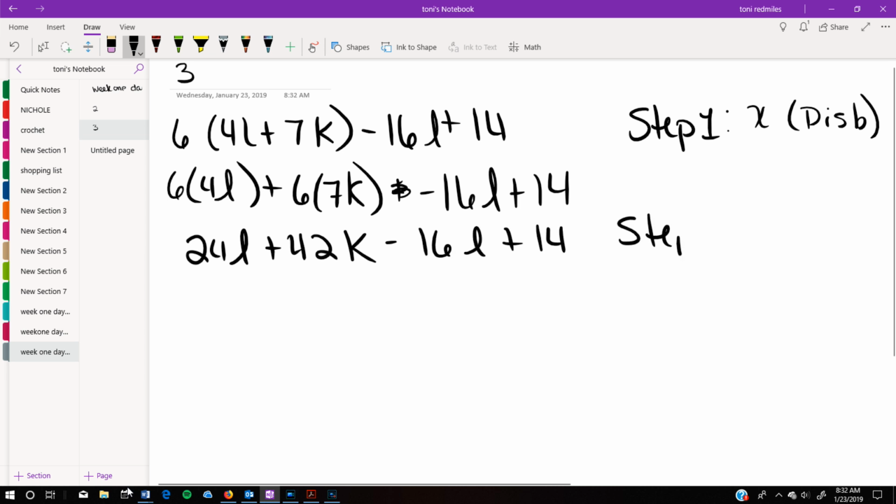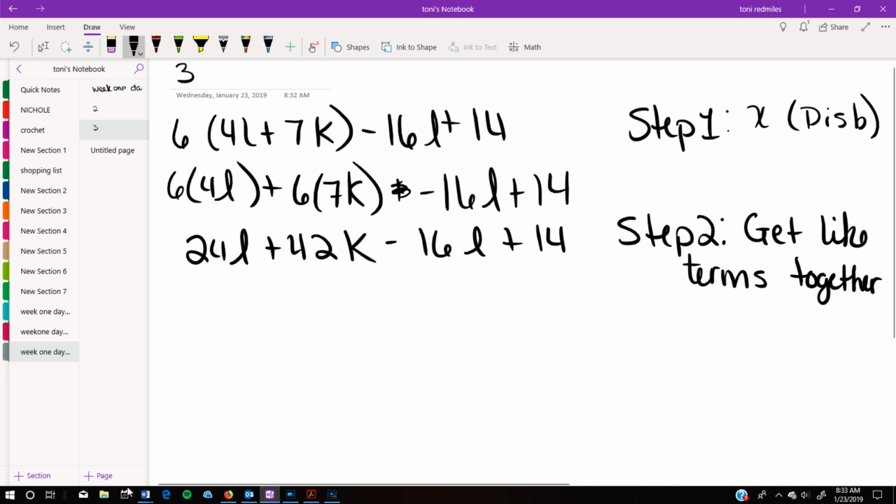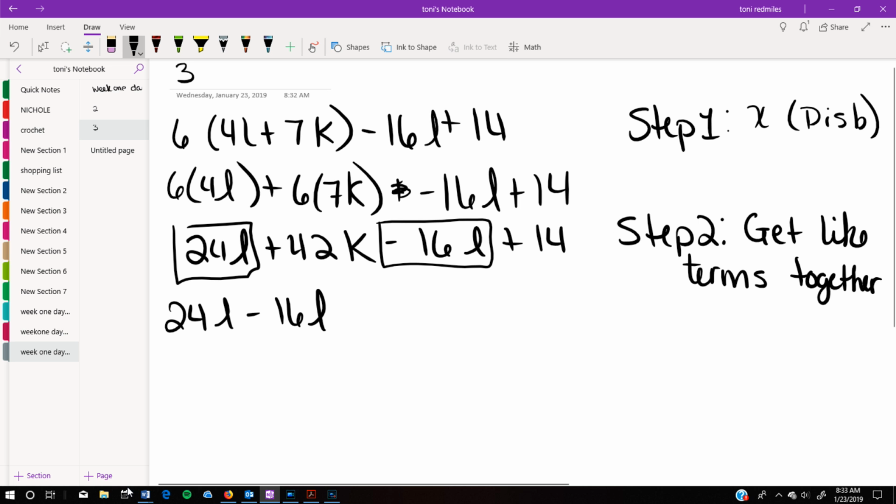Step 2, get like terms together. Alright, so this 24L is like with this. So I'm going to write 24L minus 16L. And then nothing is like with the 42K, and nothing is like with the 14.